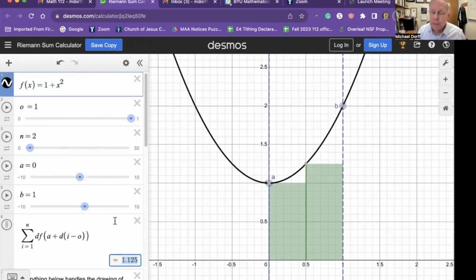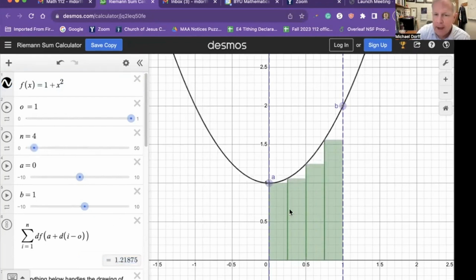Remember the previous one, when we did one rectangle, we had a value of 1. Now we have 1.125, and that's getting closer. Well, I can keep doing this. I can go up to 4 rectangles. And if I do that, now the base of each rectangle is a fourth. And the height, again, I will take the left x value in each rectangle, plug it into my function, 1 plus x squared, and that will give me the height value.